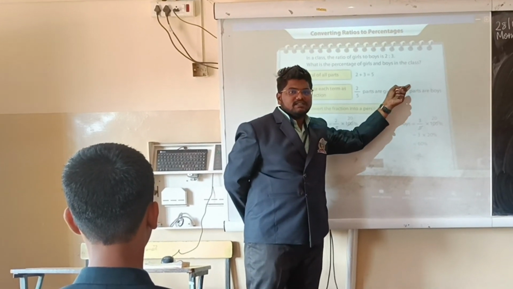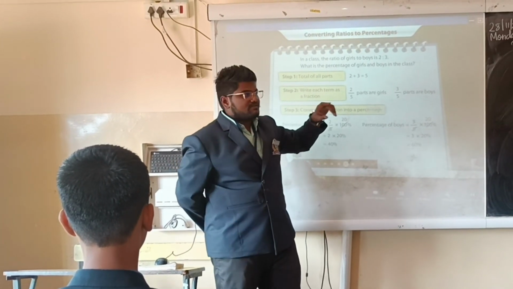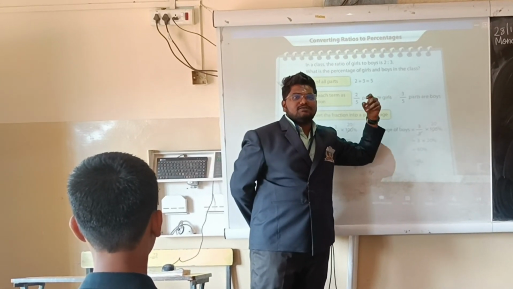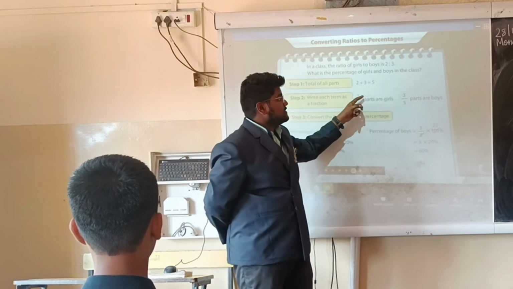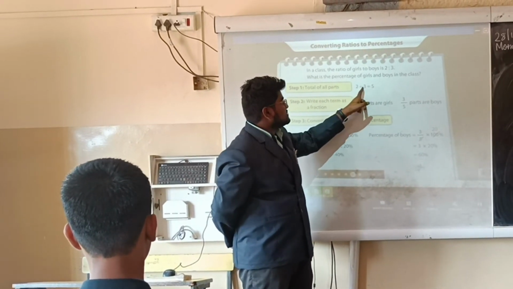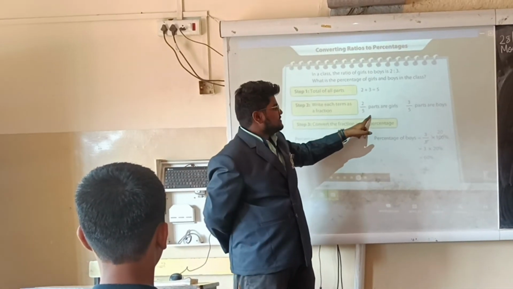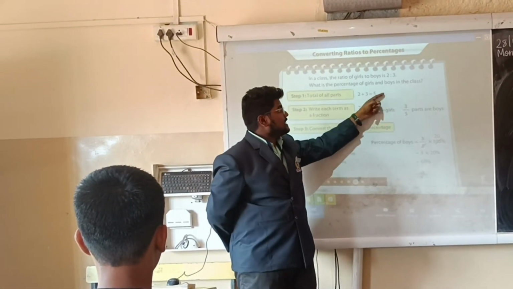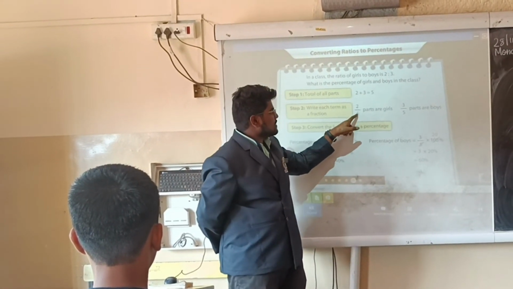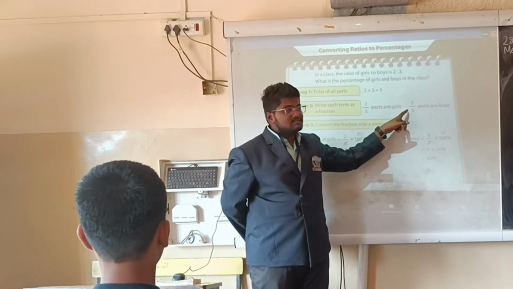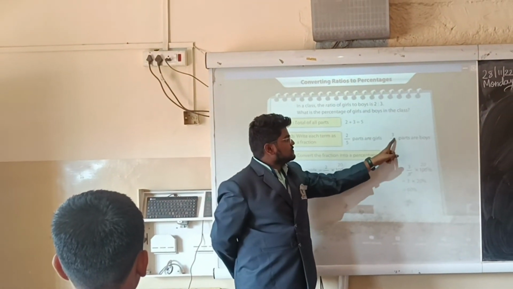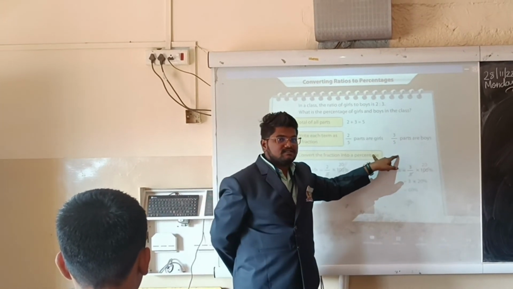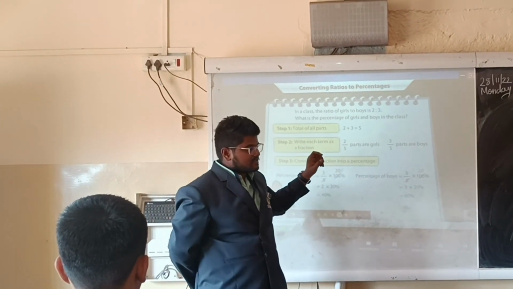So the total parts we have here is 2 plus 3. If you have 4 is to 5, then you add 4 and 5. But here you have 2 is to 3, so the total parts is 5. That means the denominator is going to be 5 for both boys and girls. You have 2 as girls, so 2 upon 5 parts are girls, and 3 upon 5 parts are boys. Now you have the 2 fractions, you just have to find the percentage.